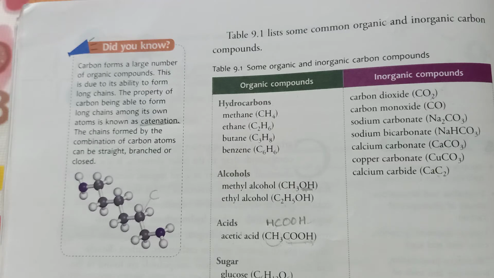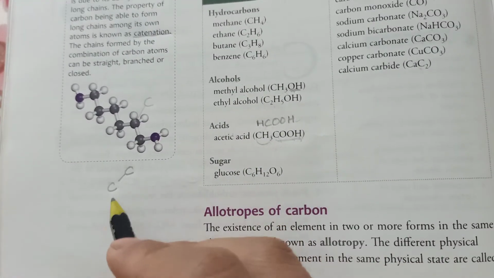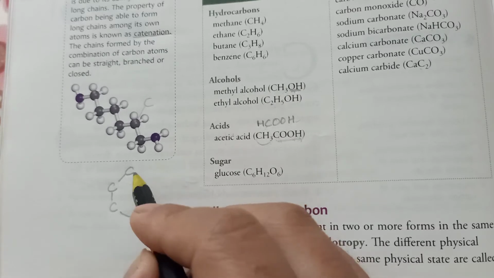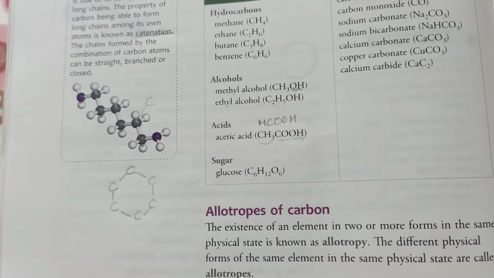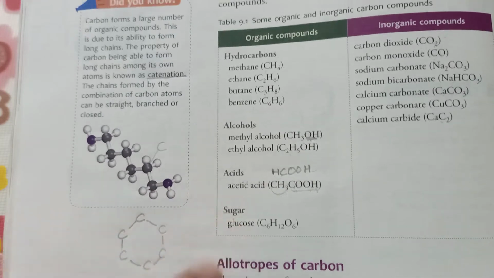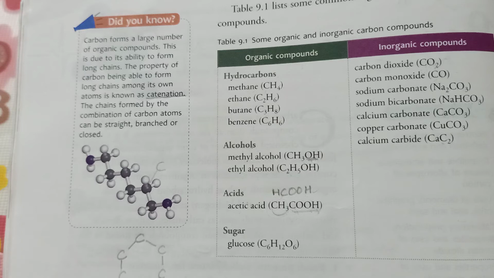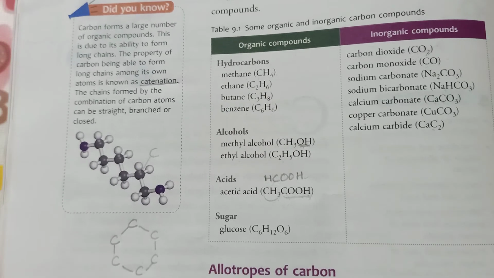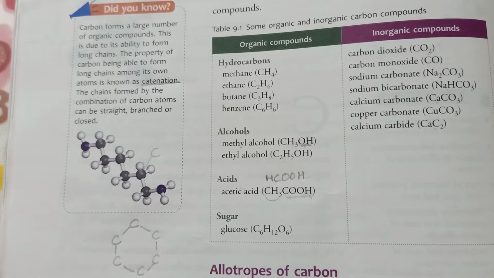chain in different ways. They can also form a ring, like benzene. In benzene we have carbon atoms connected to each other, forming a ring. So they can form a closed ring structure, an open straight structure, or a branched structure. So they can link with each other in any fashion, and this property enables carbon to make a huge number of compounds. This is the first property.